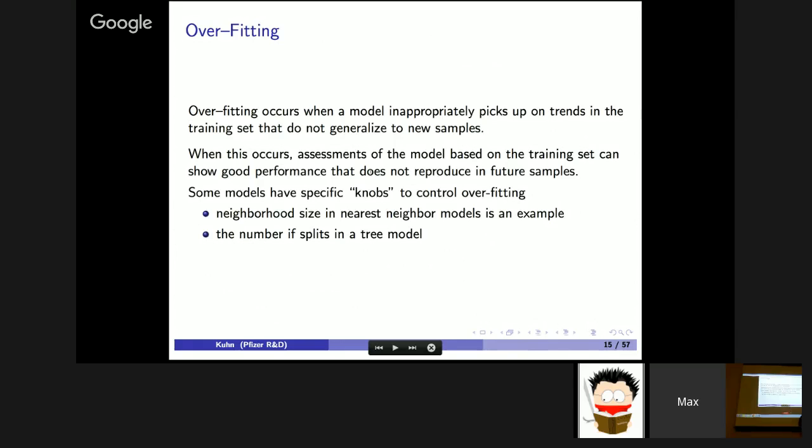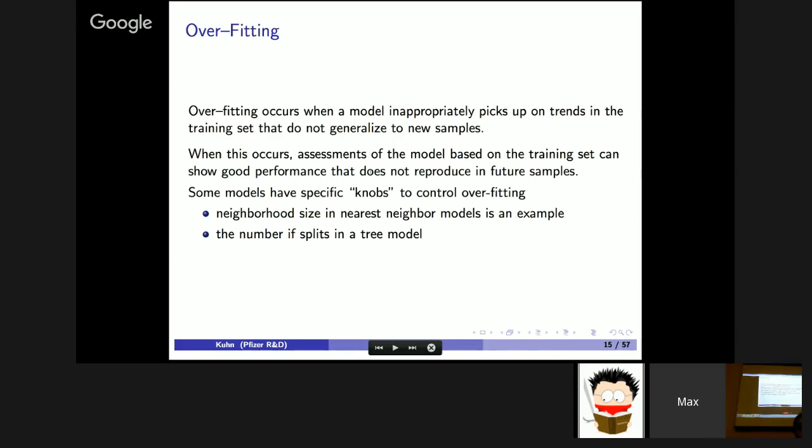So basically what I'm trying to get to is a lot of the models I'll be talking about have these structural parameters that we need to specify, and very often these structural parameters are the ones that control the complexity of the model. And so as the model gets more and more complex and more flexible, it has a higher likelihood or risk of overfitting.